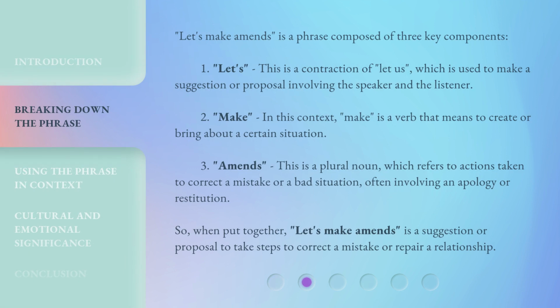"Let's make amends" is a phrase composed of three key components. 1. Let's. This is a contraction of let us, which is used to make a suggestion or proposal involving the speaker and the listener. 2. Make. In this context, make is a verb that means to create or bring about a certain situation. 3. Amends. This is a plural noun, which refers to actions taken to correct a mistake or a bad situation, often involving an apology or restitution.